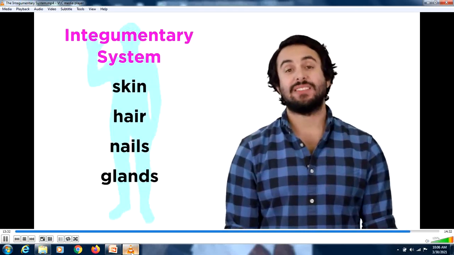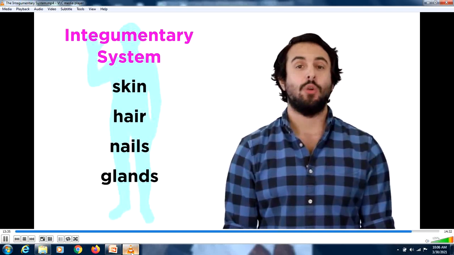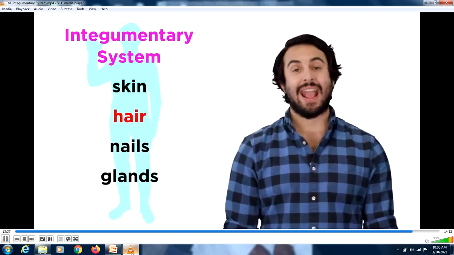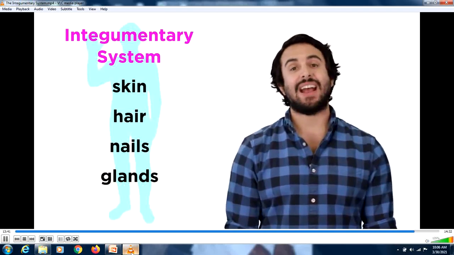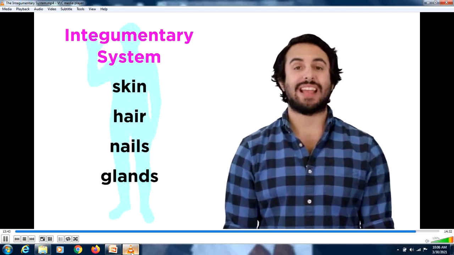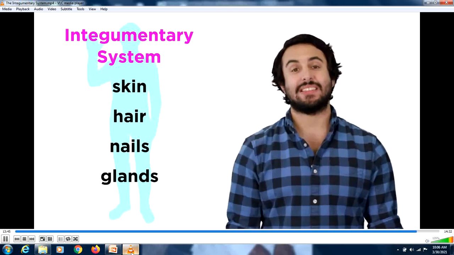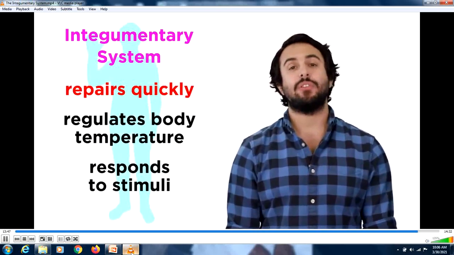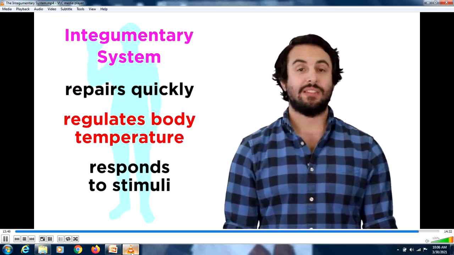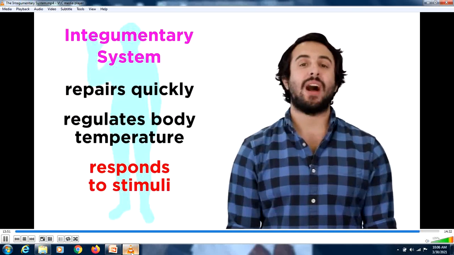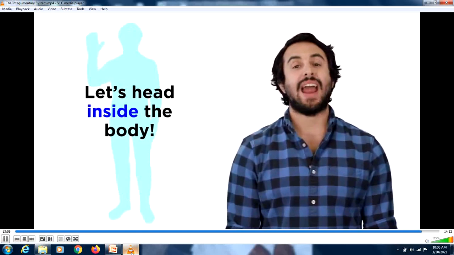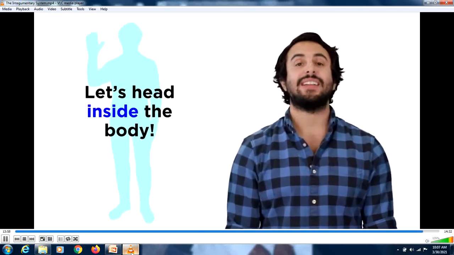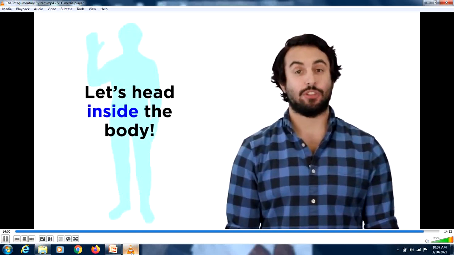So that covers the basics of the integumentary system, which consists of skin, hair, nails, and glands. This system acts as a barrier, separating what's outside of us from what's inside of us. It has the ability to repair quickly, regulate body temperature, and respond to stimuli outside of the body, among other things. Now that we have this system covered, let's head inside the body and check out the rest.